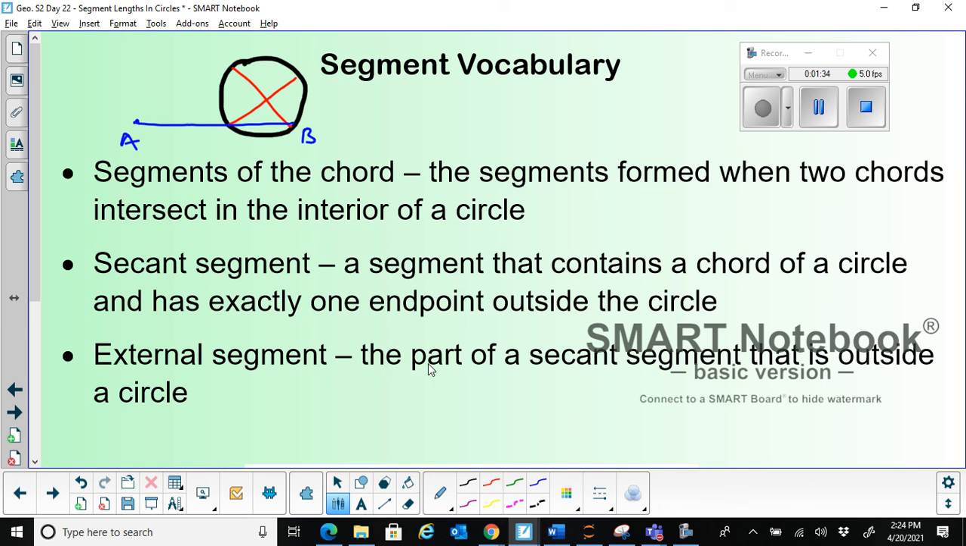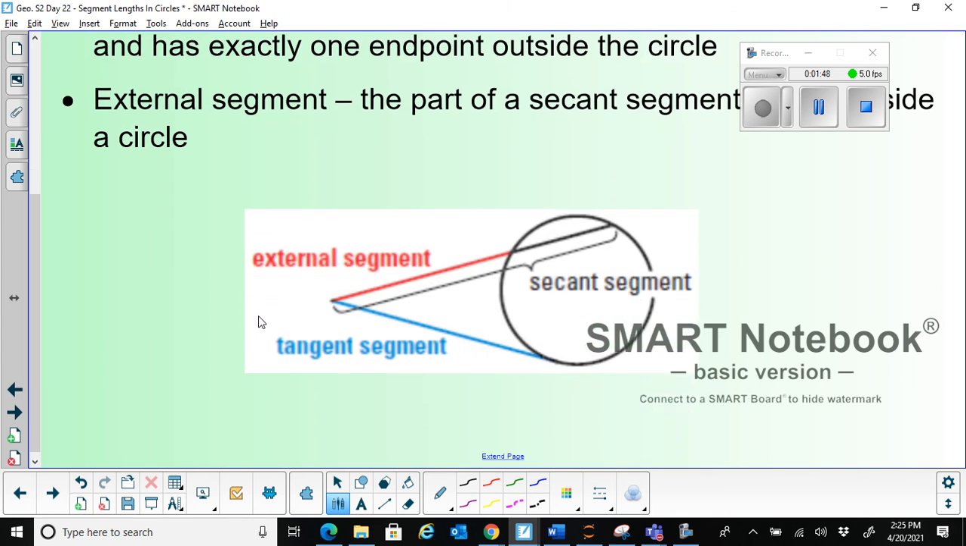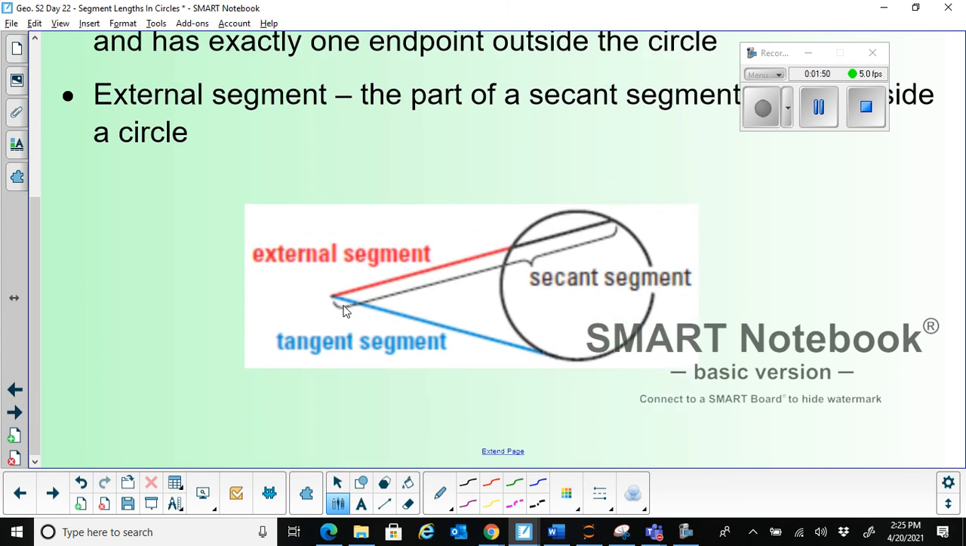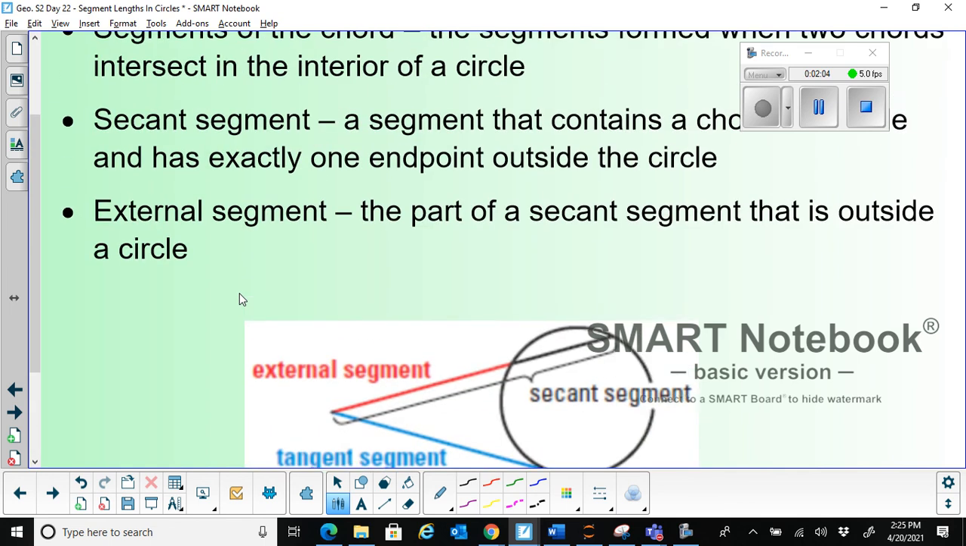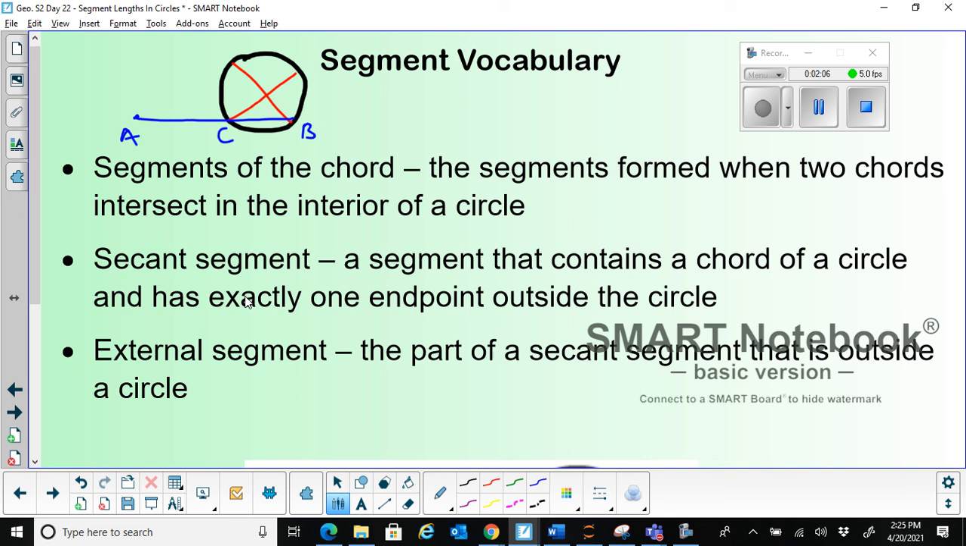External segment is the part of the secant segment that is outside of a circle. That is, AC is your external segment. So AC in this particular figure is your external segment. And there is one more, which is our tangent segment. The tangent segment is from one endpoint outside the circle all the way till the point of tangency. So this was our secant segment, this is the external segment, and this is the tangent segment. These are a few of the vocab terms which you all should keep in mind.